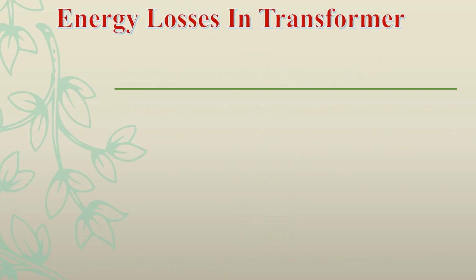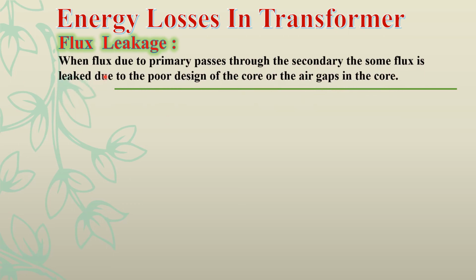Energy losses in transformer. There may be some energy losses in a transformer. It is not a 100% efficient device, although it comes in the range of 90% efficient devices, but there may be some energy losses. It may be due to flux leakage. When flux due to the primary coil passes through the secondary coil, some flux is leaked due to the poor design of the core or the air gaps in the core.